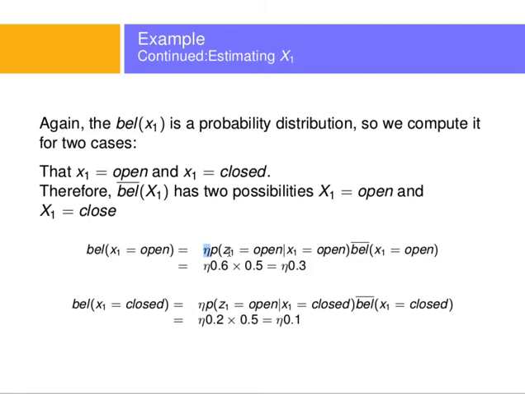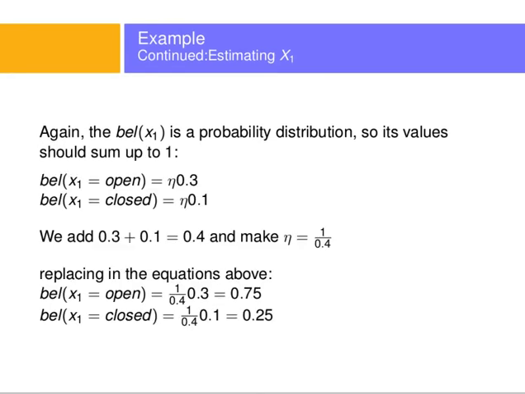I will do my normalization constant times the probability the sensor says open when the door was open times the belief bar of open, what I believed before the sensor sensed anything. And when it's closed, the probability that the sensor says open when the door is closed, and my belief before I sense anything is also closed. I do these computations. This I get from the table of sensors or from the series of probabilities for sensing. And this is because I already computed the belief bars two slides ago. I end up with 0.3 and 0.1 times the normalization constant for these probabilities.